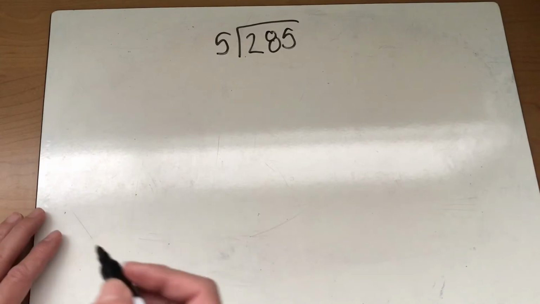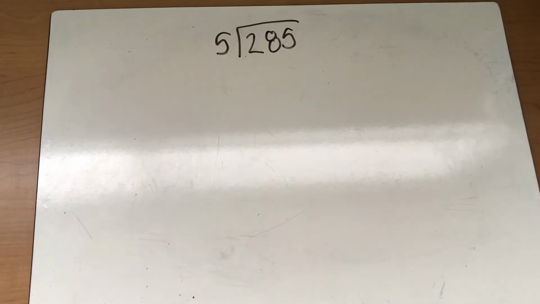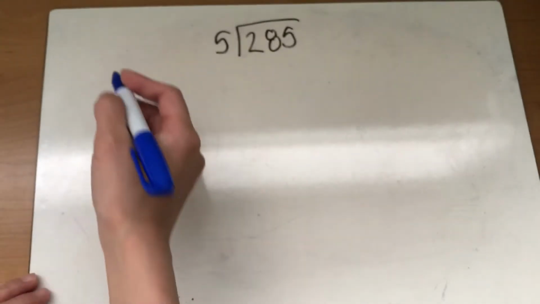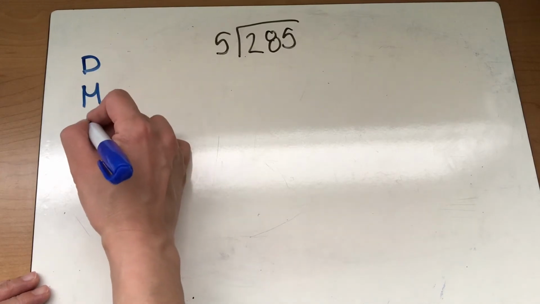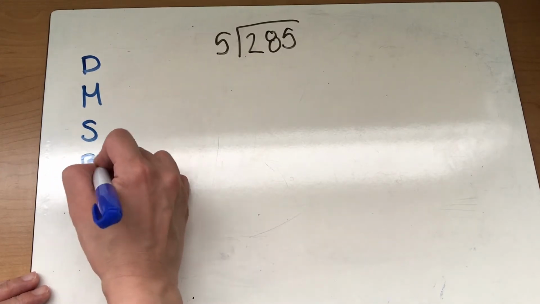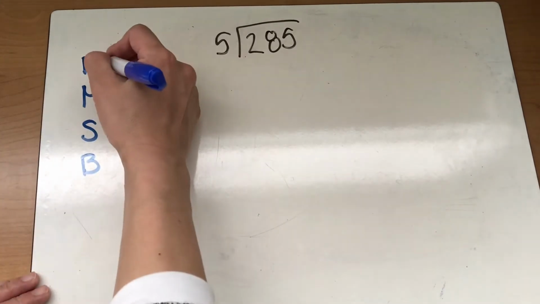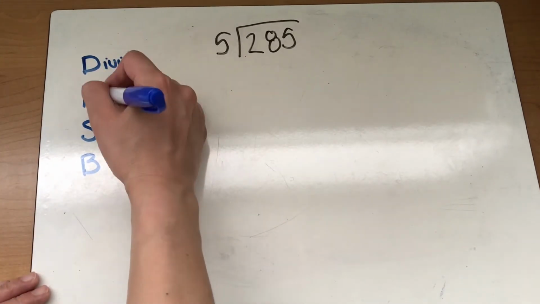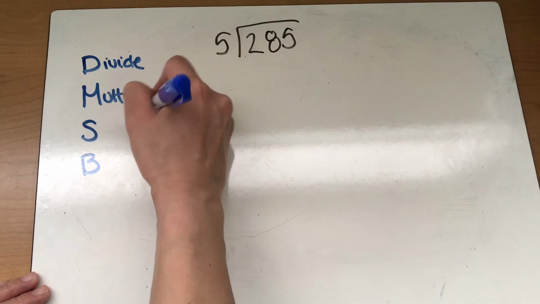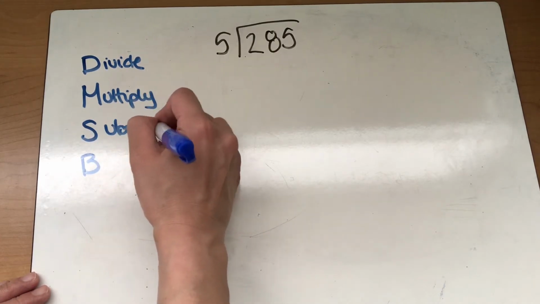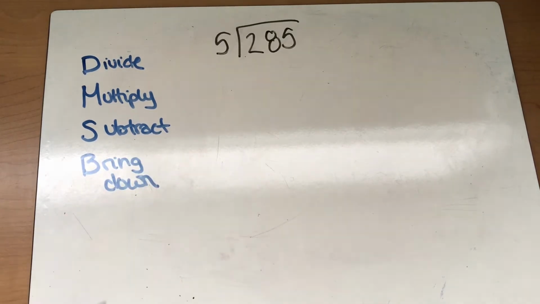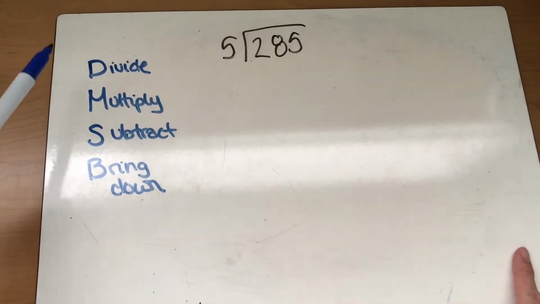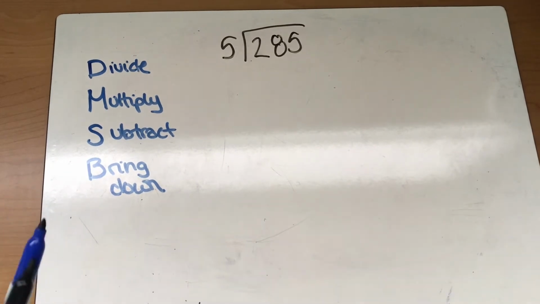The first way that I'm going to show you is our traditional method, for which I use this family acronym. D for dad, M for mom, sister, brother. This really stands for divide, multiply, subtract, and then bring down. But an easy way for my students to remember this is daddy, mommy, sister, brother.